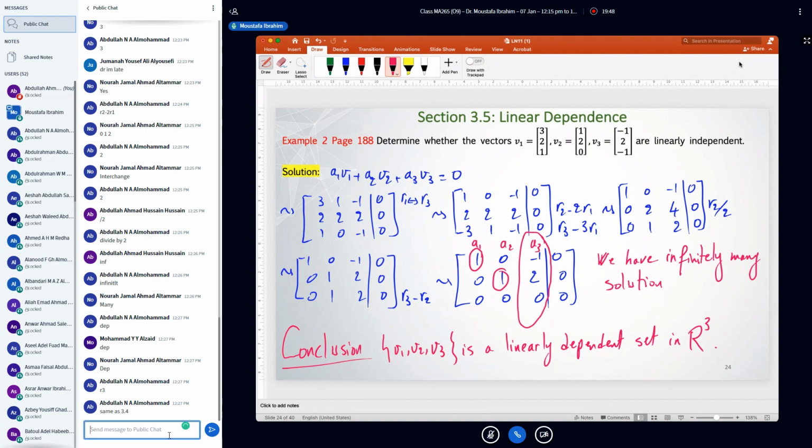Yes, if you want, it's a little bit similar. In 3.4, we care only about consistent or inconsistent. Here, we care about the solution. Is it unique or infinite?